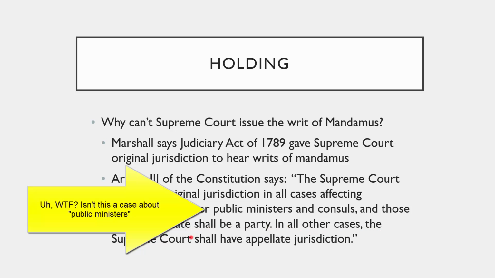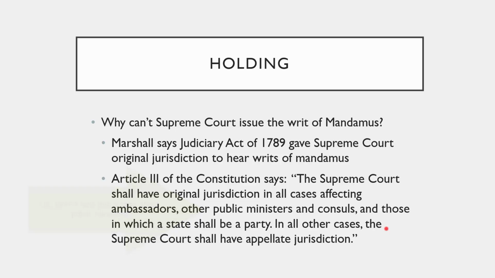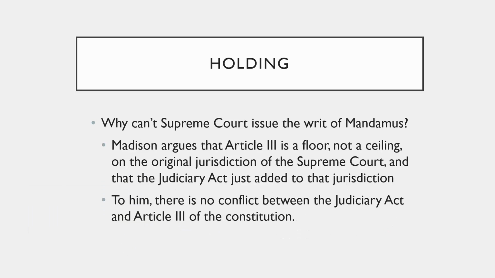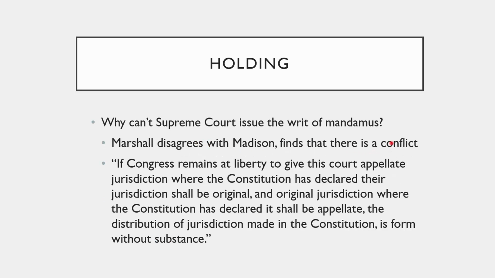In all other cases, the Supreme Court shall have appellate jurisdiction. Madison or his attorney argued that Article 3 is a floor, not a ceiling on the original jurisdiction of the Supreme Court, and that the Judiciary Act just built on top of that. So Madison argues that there's basically no conflict between the Judiciary Act and Article 3. Marshall couldn't have disagreed more.